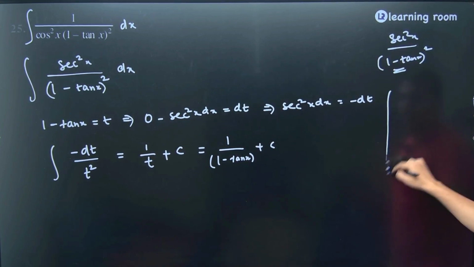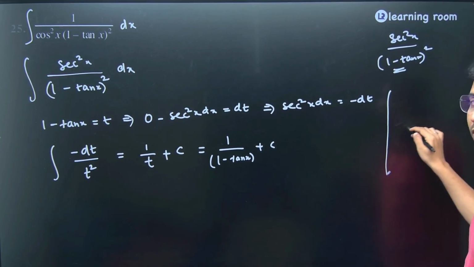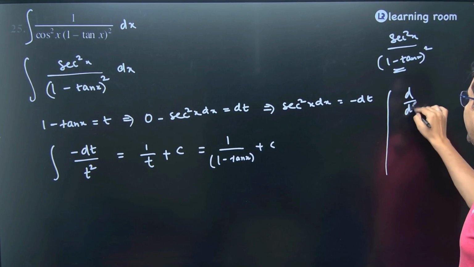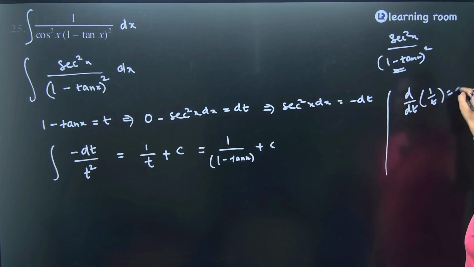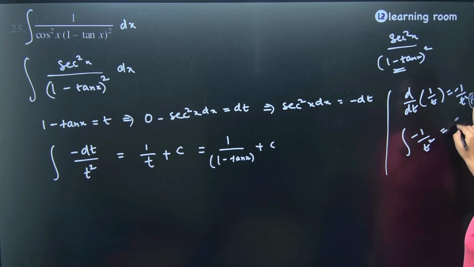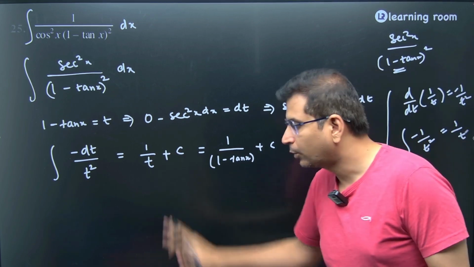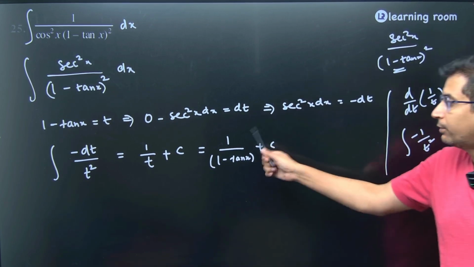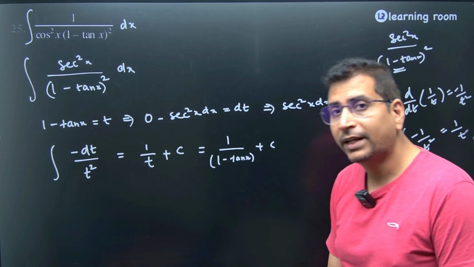So the reason why the integral of minus 1 by t square is 1 by t is, we know that the derivative of 1 by t is minus 1 by t square. So the integral of minus 1 by t square will be 1 by t. That's the idea. So I took it from there and put it here. So the final answer would be 1 divided by 1 minus tan x plus c.